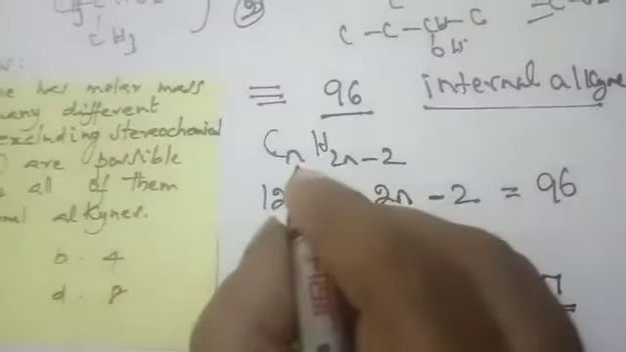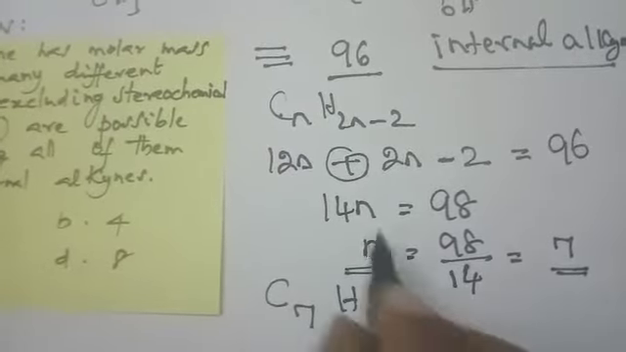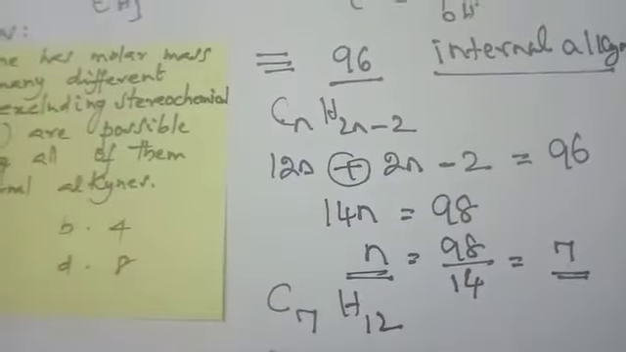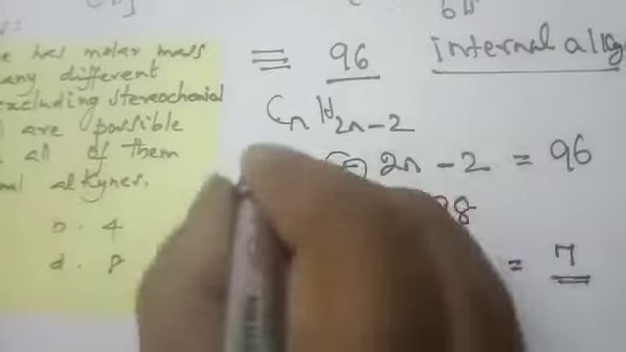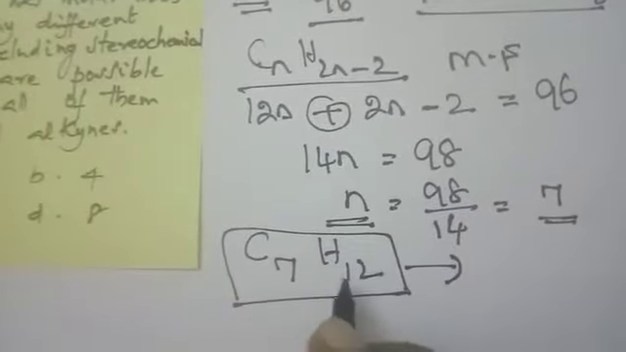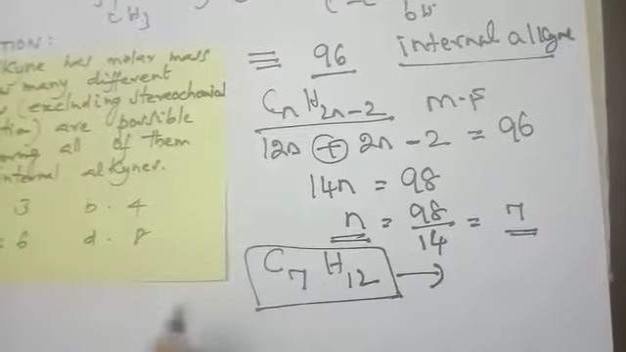Now develop the formula: C7H, 2 into 7 is 14, 14 minus 2 is 12. So the formula is ready, C7H12. This is called the molecular formula. Now the knowledge needed is internal alkyne. Now let us write the internal alkynes.